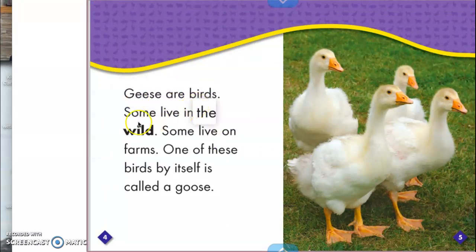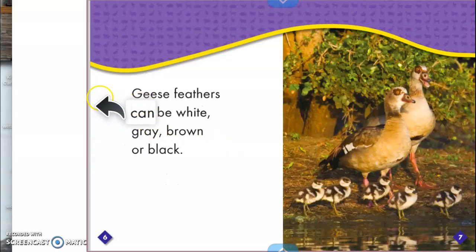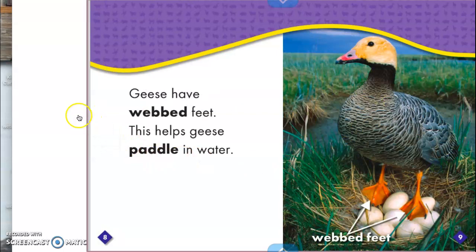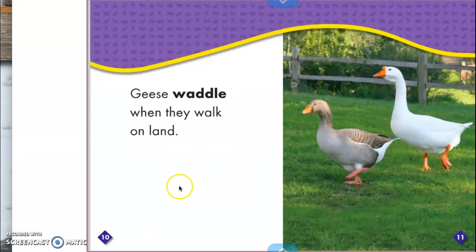Geese are birds. Some live in the wild. Some live on farms. One of these birds by itself is called a goose. Geese feathers can be white, gray, brown, or black. Geese have webbed feet. This helps geese paddle in water. Here I see a label. It says webbed feet, and I can look at the feet and see the webbed feet. Geese waddle when they walk on land.